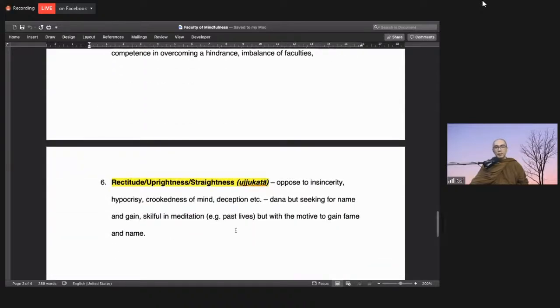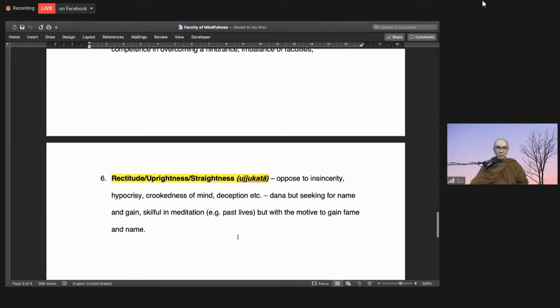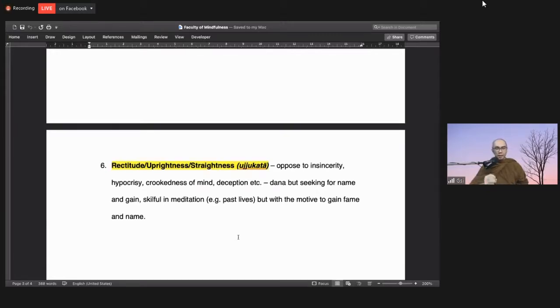Then here, rectitude, or uprightness, or straightness. Here it means that the mindfulness has no other ulterior motive. It's for the purpose of gaining enlightenment. It's for the purpose of getting out of this cycle of birth and rebirth. Not for practice just because your mindfulness is strong, your mindfulness is continuous.